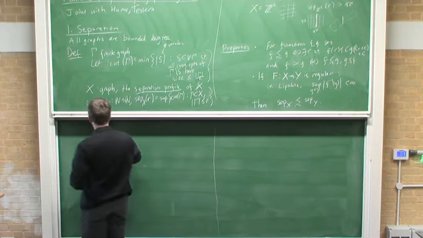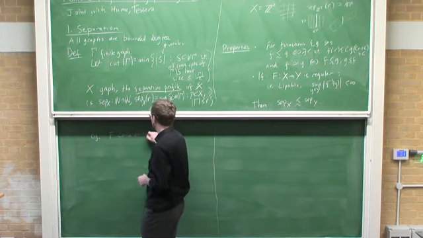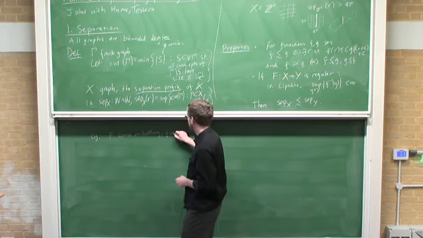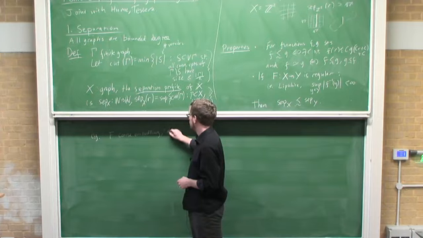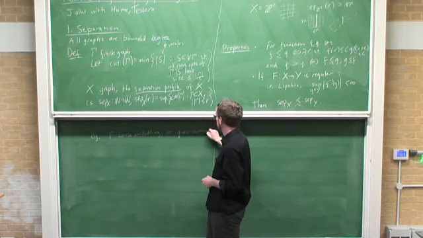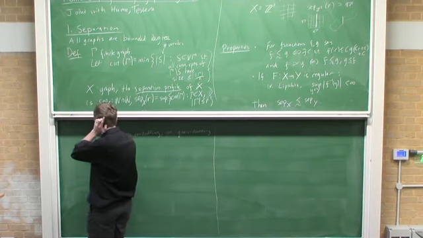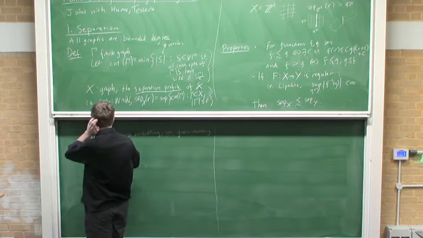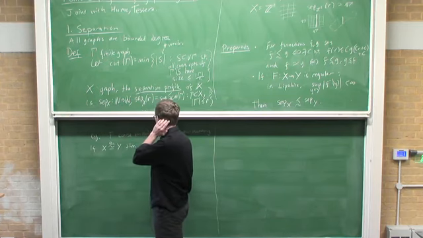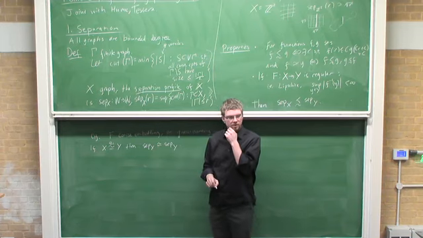So, for example, if F is a coarse embedding, or even more specifically, a quasi-isometry. So in this case, if X is quasi-isometric to Y, then the two separations are comparable. Okay.